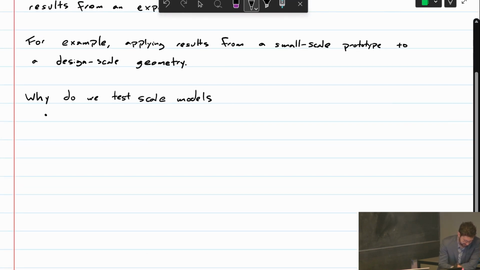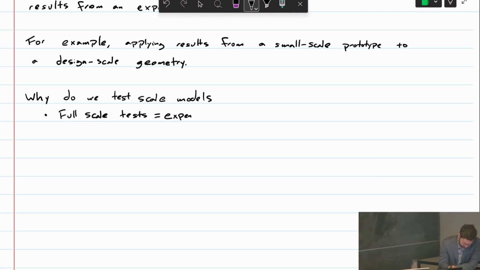Yes. So as Aaron said, testing at full scale is expensive. That's because every time, say, you want to change something in your design, or even just to manufacture the full scale geometry, you have to pay for the full scale geometry. So you're not paying for a small airplane, you're paying for the full airplane. So in terms of materials, manufacturing, all that stuff gets much more complicated when you do full scale. Any other ideas of why we would want to test scale models?